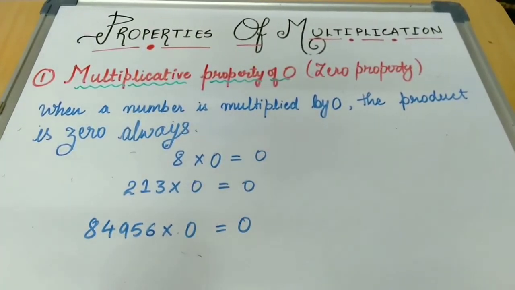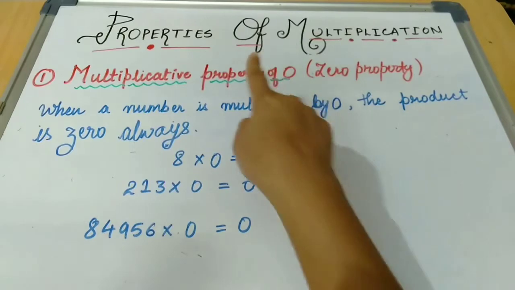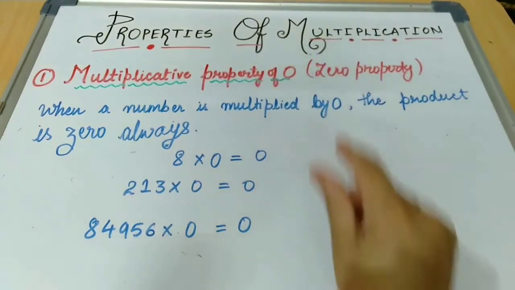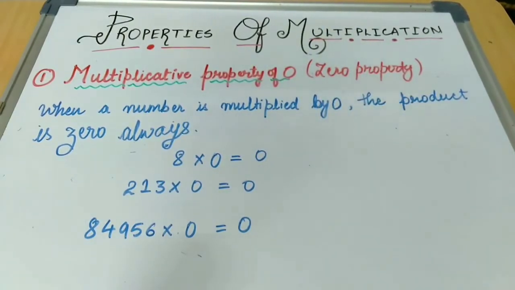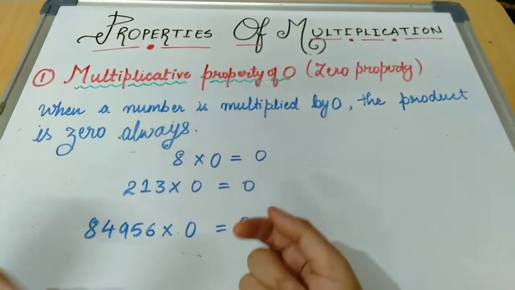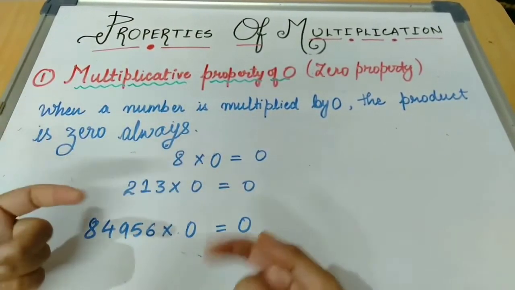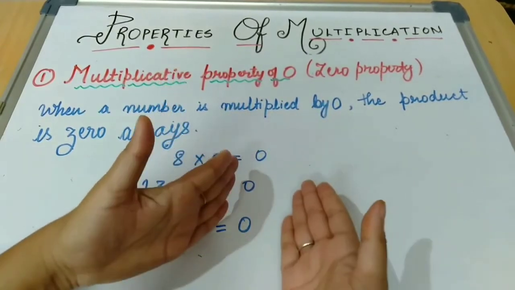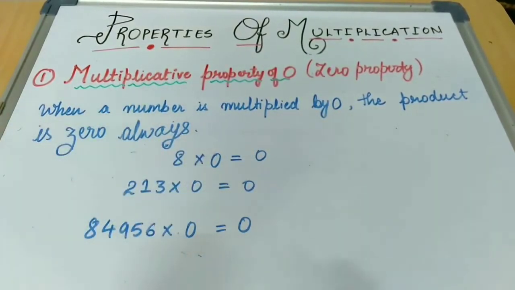So our second property is the multiplicative property of 0. It is also known as the zero property. When a number is multiplied by 0, the product is 0 always. As we have seen, if we multiply any number by 0, we always get the product as 0.